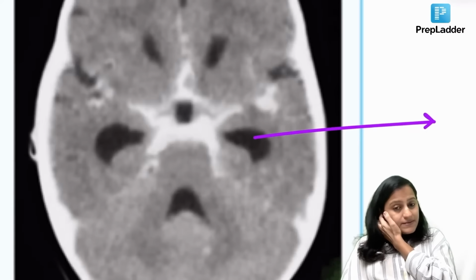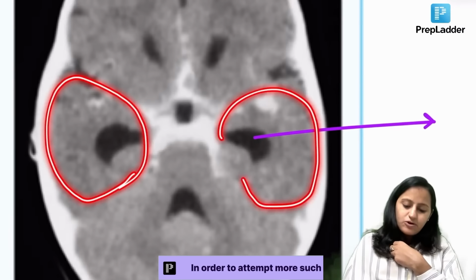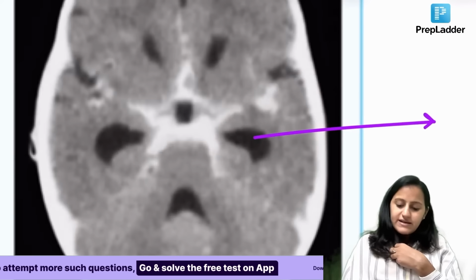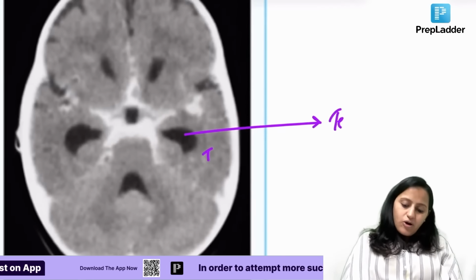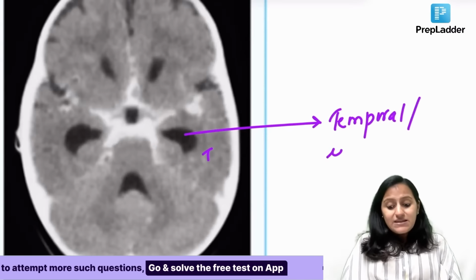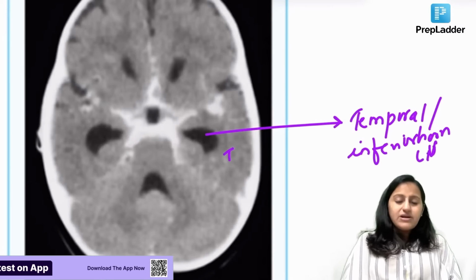Okay? And can you identify this lobe of the brain? What is this lobe of the brain? Tentorium cerebelli क्या है? ये वाला जो lobe होता है, this is the temporal lobe. So this is the temporal horn of the lateral ventricle. Temporal horn is the inferior horn. Okay, it is the inferior horn of the lateral ventricle, not the posterior.